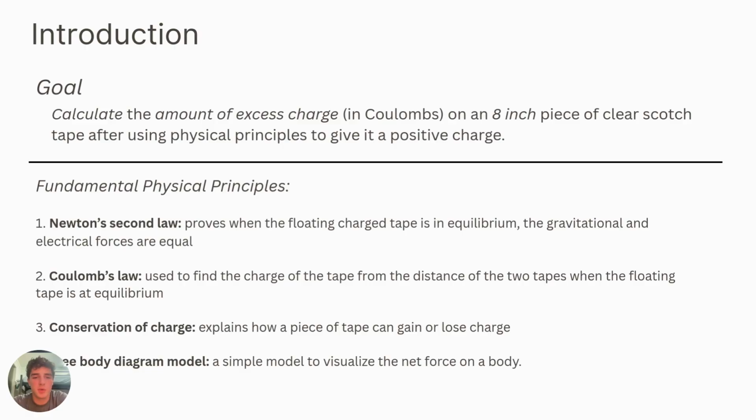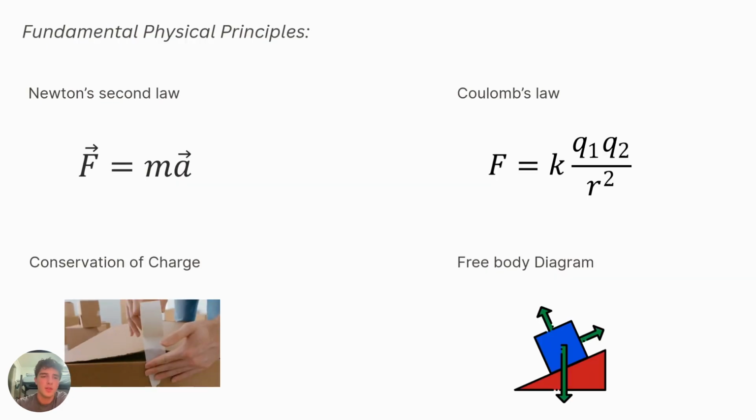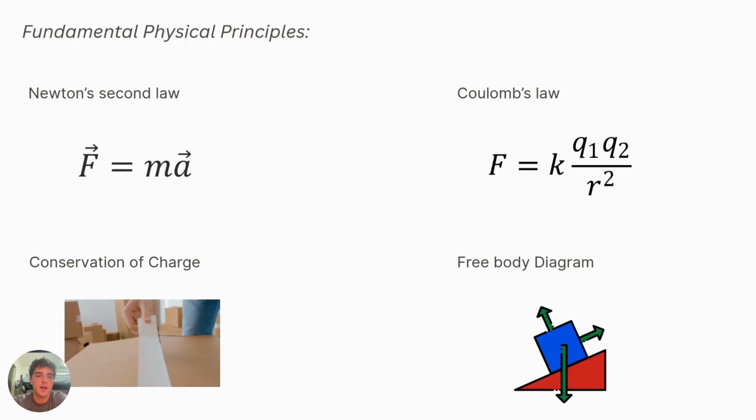Some of the physical principles we looked at were Newton's second law, Coulomb's law, conservation of charge, and free body diagrams. So Newton's second law is that the net force equals mass times acceleration. Coulomb's law is that F equals Coulomb's constant times the charge of the different points divided by the distance between those points squared. Then there's conservation of charge, and then free body diagram, which displays the forces acting on a body.